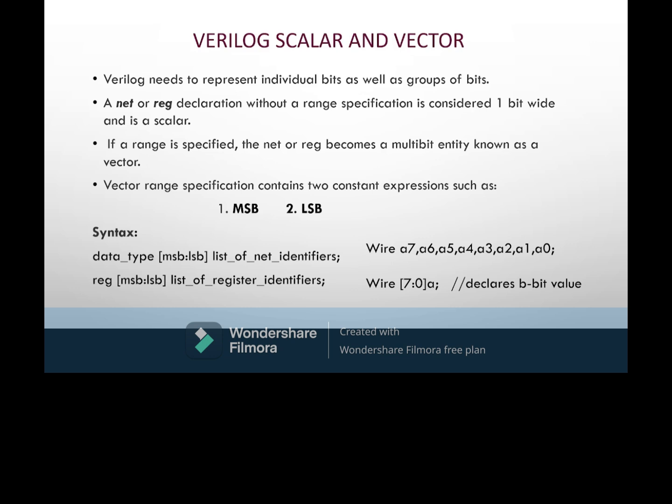And then the next topic is representation. That means when you are representing a variable or any value, how are you going to represent it? When it comes to representation, it is categorized into two types: scalar and vector. When you want to use only a single bit, then you can go for scalar representation.